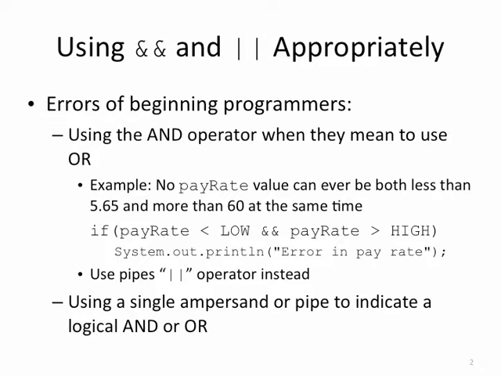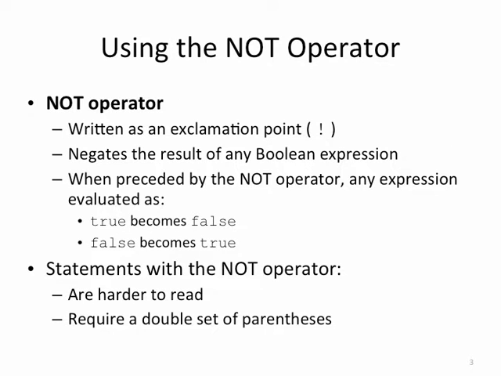Another common error is to use a single ampersand or pipe to indicate a logical and, or or. It may compile, but the single ampersand or pipe do not represent the short circuit operators, and we want to use the short circuit operators to enhance efficiency.